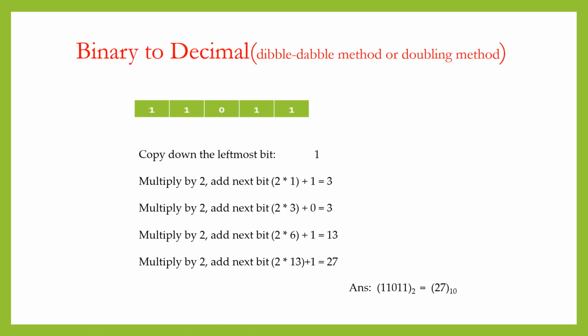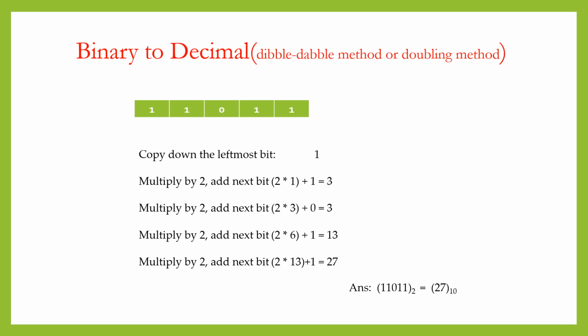Students, here is the next number conversion, that is binary to decimal conversion. As we have studied earlier, we have two methods for it. Now we are going to use the second method, that is the doubling method. This is a simple one. To convert a binary number to a decimal number, we need to start from the leftmost digit of the input. Here in this example, 11011 is our binary number.